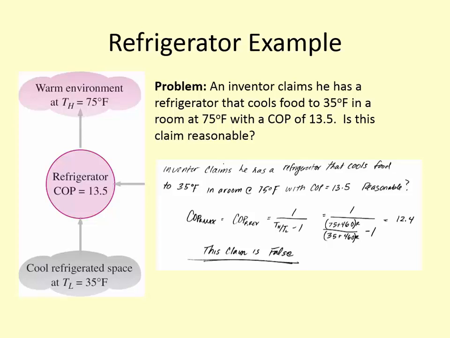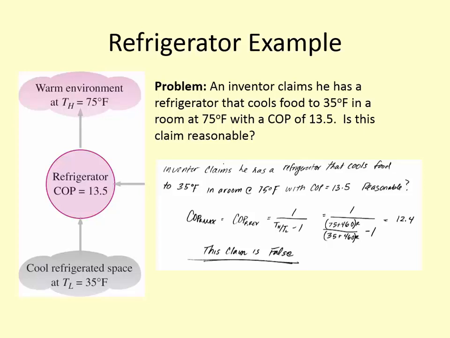So it's 1 over (T_H over T_L minus 1). In this case we need Rankine, so the conversion factor is plus 460 to convert to Rankine. So we have 1 over ((75 plus 460) over (35 plus 460) minus 1). That gives us a coefficient of performance of 12.4. So is his claim true?